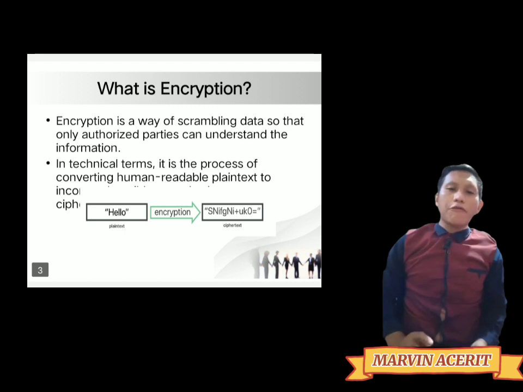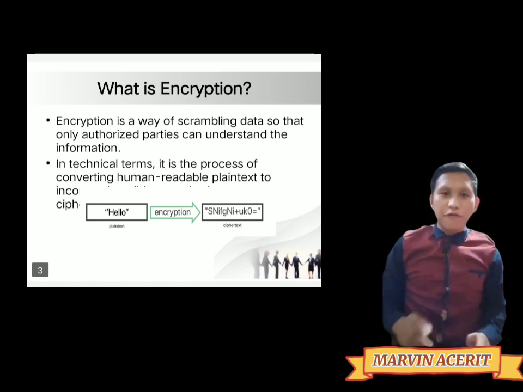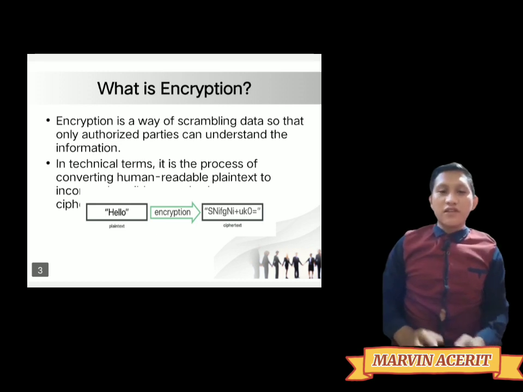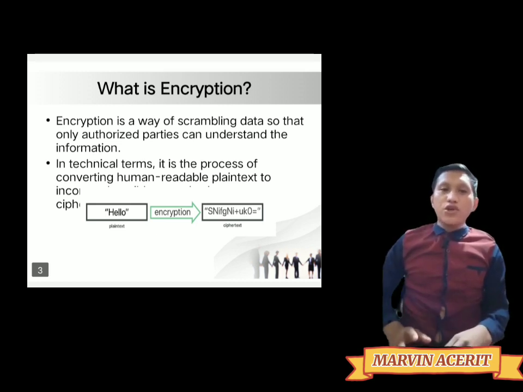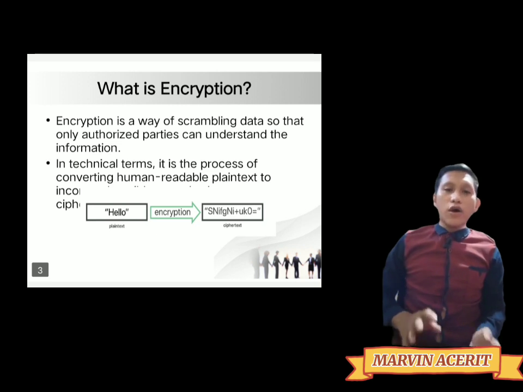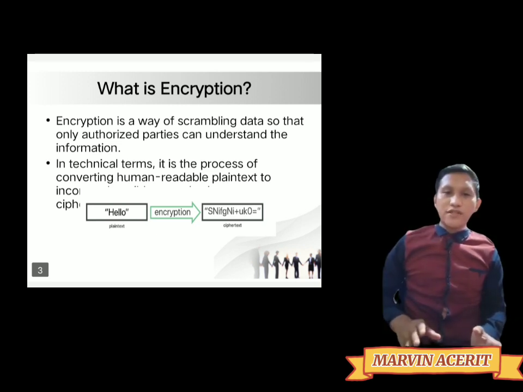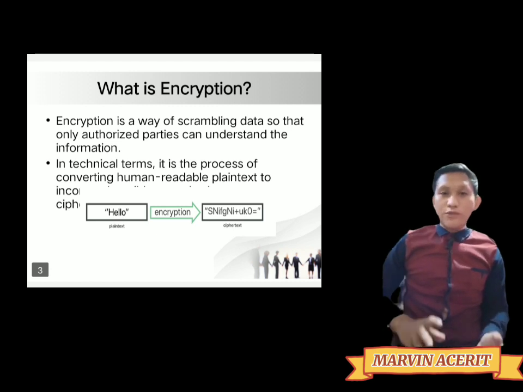Encryption is the way of scrambling data so that only authorized parties can understand the information. In technical terms, it is the process of converting human-readable plain text into incomprehensible text. For example, the plain text "hello" becomes different text when the keyword is applied. So that's how encryption works.